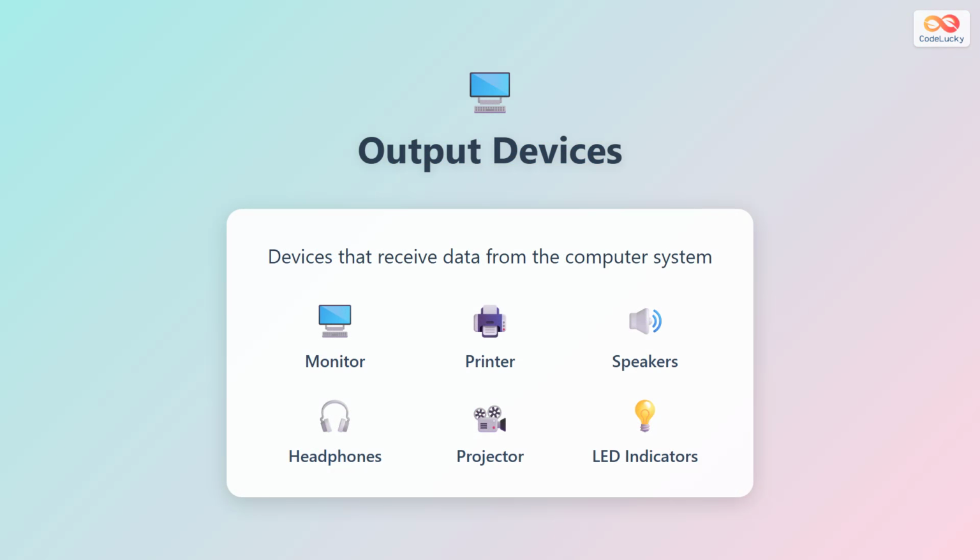Output devices are devices that receive data from the computer system. They display or present the results of computer processing in a form we can perceive. Examples include monitors that display visual information, printers that create physical copies, speakers and headphones for audio output, projectors for large displays, and LED indicators that show system status.